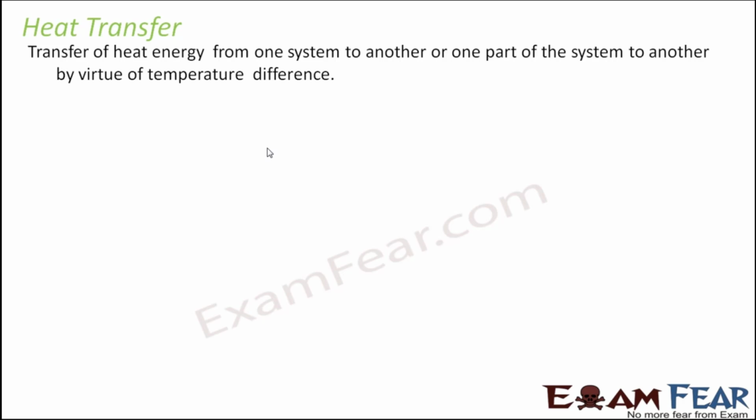And how does this heat transfer happen? Due to temperature difference. Heat will get transferred from one object to another, or from one part to another, only when those two objects or two parts are at different temperatures. If both of them are at the same temperature, then there will be no heat transfer taking place. So temperature difference plays a major role, in fact the most important role, in the process of heat transfer.